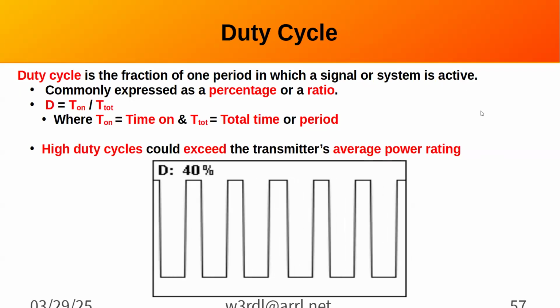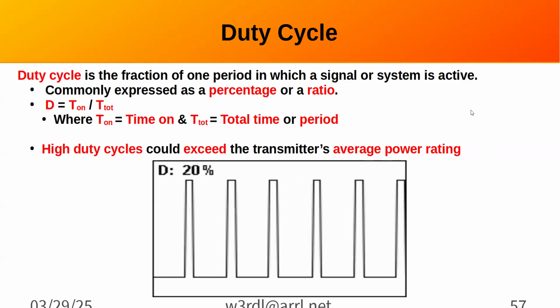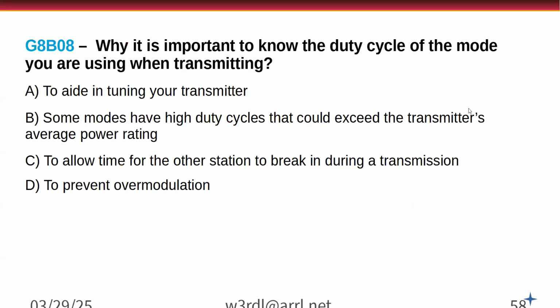When you set up a beacon in WSPR, you can specify the duty cycle, how much you're going to do. So why is it important to know the duty cycle of the mode you are using when transmitting?